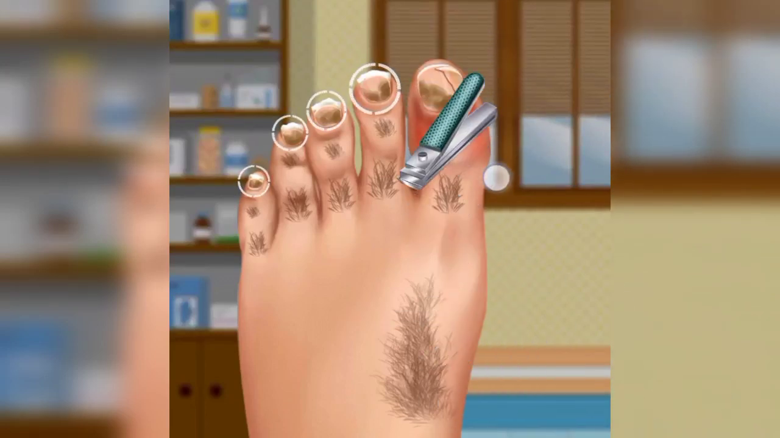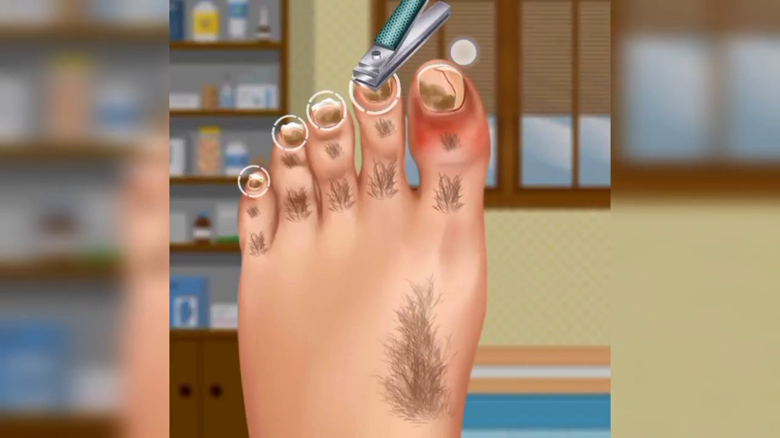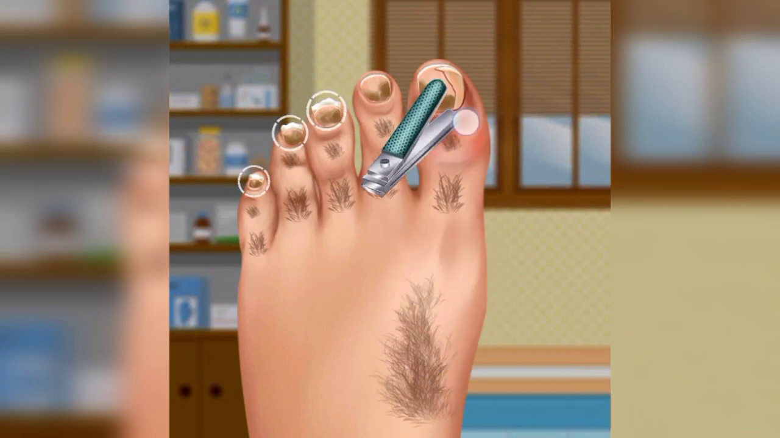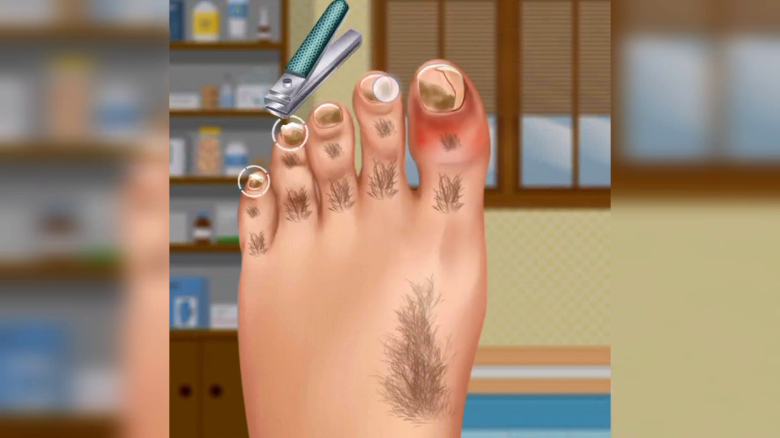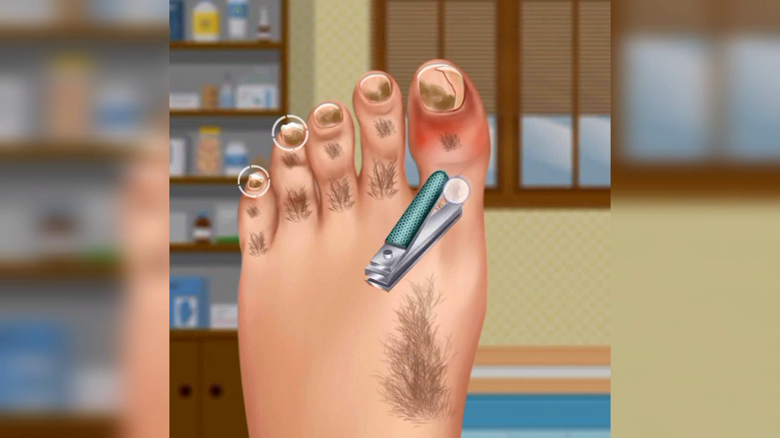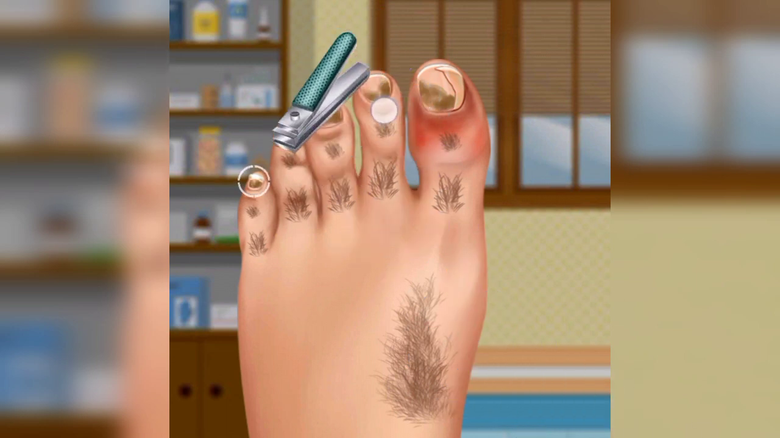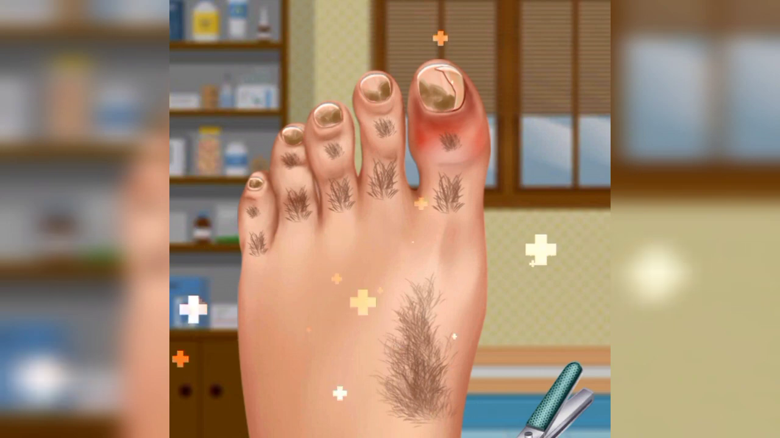Today we are doing a small procedure. This procedure is about a broken nail. So this patient has a long nail, so therefore they cause him to suffer a broken nail. But we have to remove that broken nail.